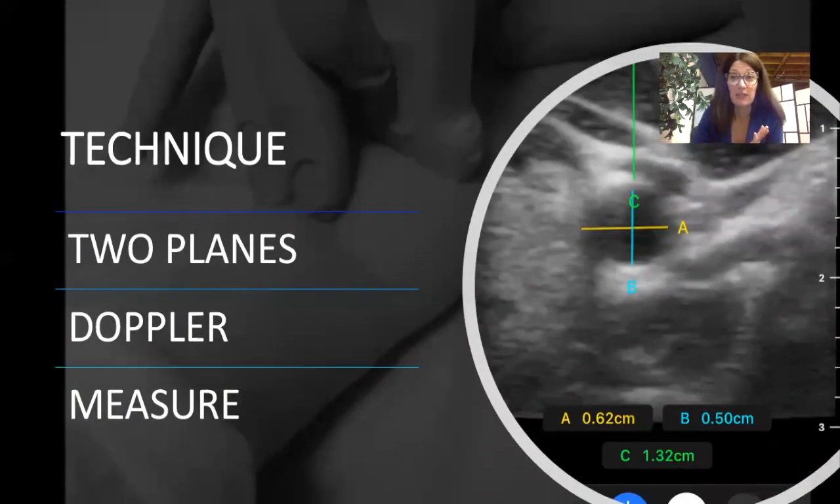The technique is very easy, one of the most simple types of ultrasound to perform. You just want to make sure that you do it in two planes. So what I mean by that is doing a full transverse and longitudinal view of the entire area of redness and swelling. I would apply Doppler if I saw anything that looked like an abscess or a vascular structure, just to be sure that we're not putting a needle into a vessel. And then finally, I would measure if I saw a cyst or a structure, how big the structure is in two planes, and then also how deep it is from the skin surface.